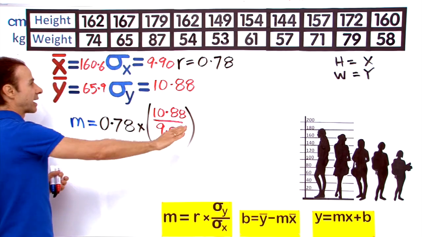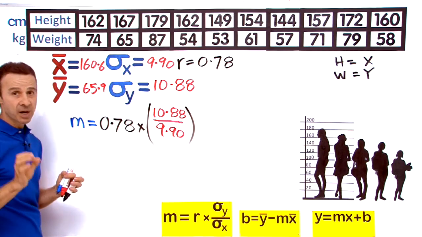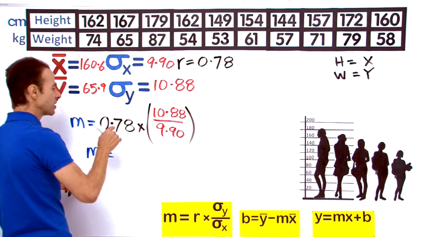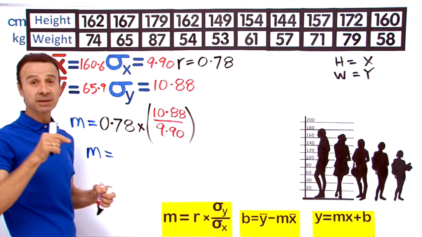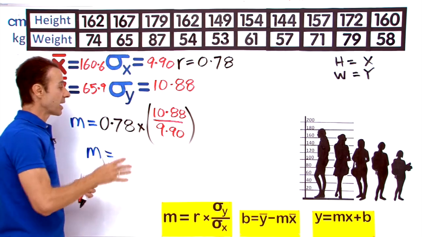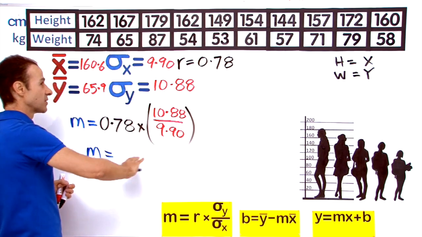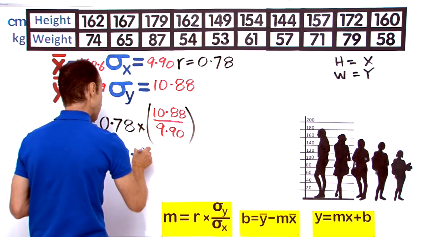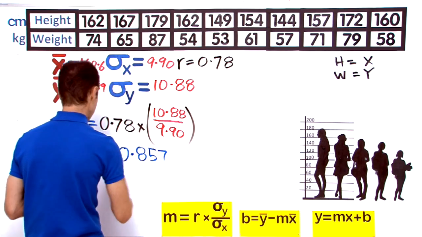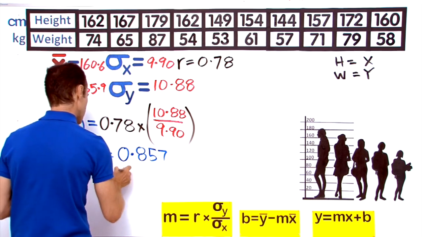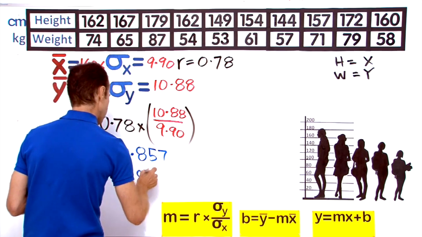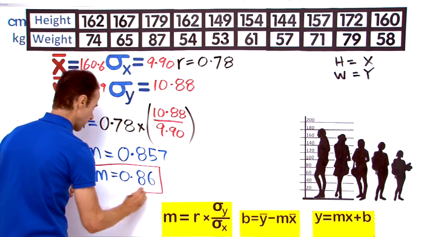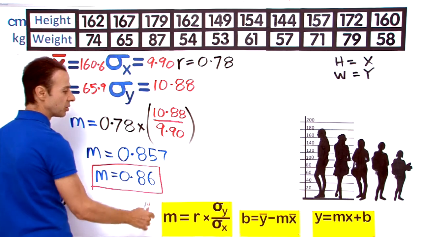So let's put that all in our calculator. Note the correlation coefficient is positive. So M, the slope, equals 0.78 times bracket 10.88 divided by 9.9, close bracket. Altogether, what that gives us is a gradient of 0.857, rounds up to M equals 0.86. That's our gradient, 0.86. Okay, that's step number 2. Let's go to step number 3.